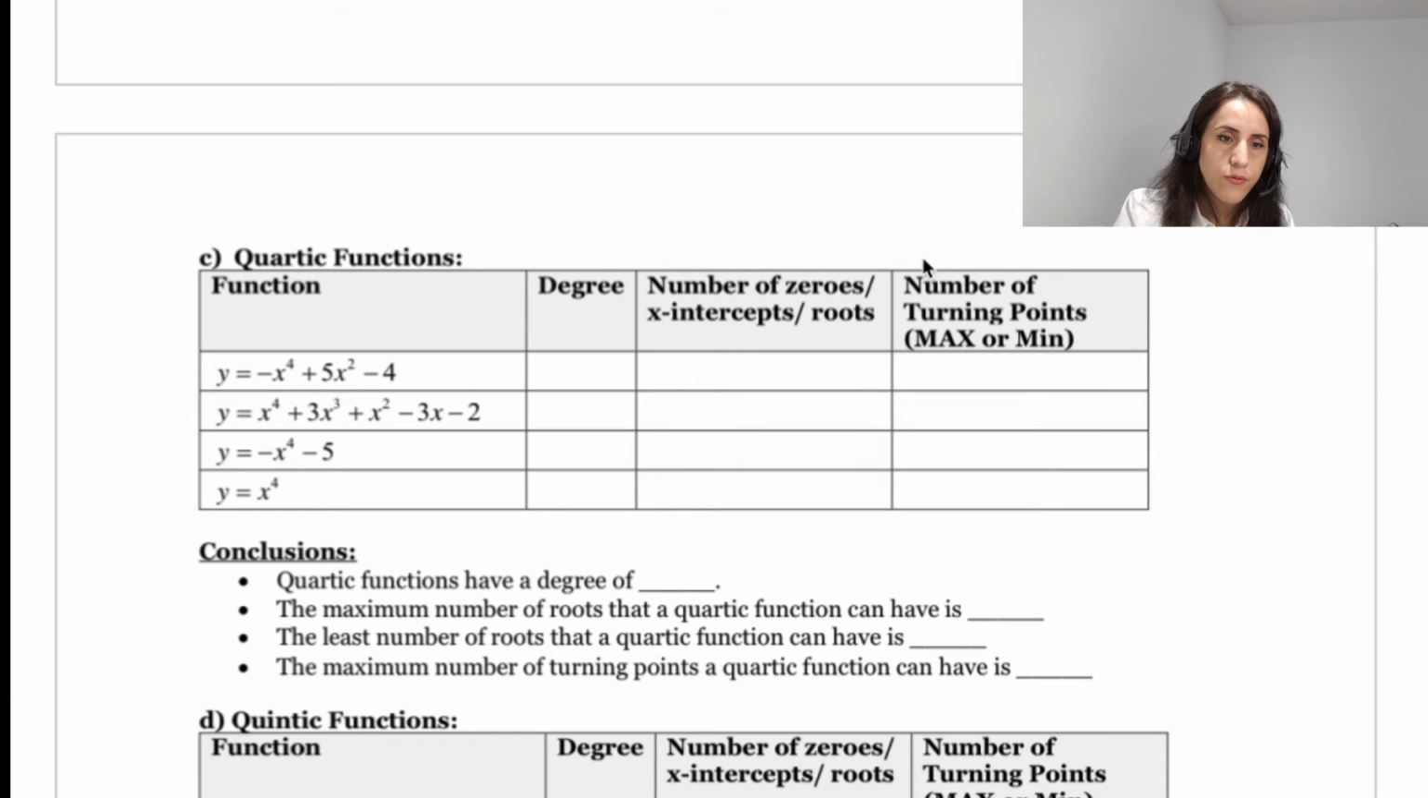I'm just going to put the degrees because we know what's going on for the degrees. Degrees are 4. I'm giving you a couple more minutes.